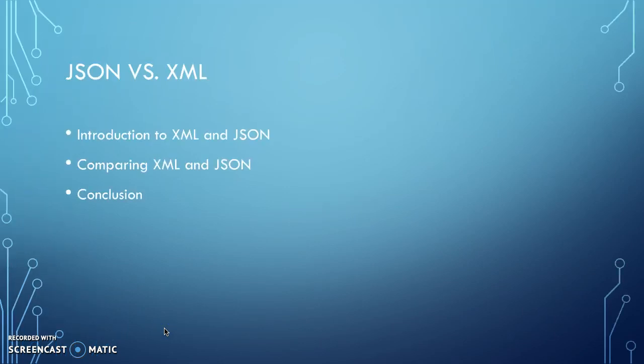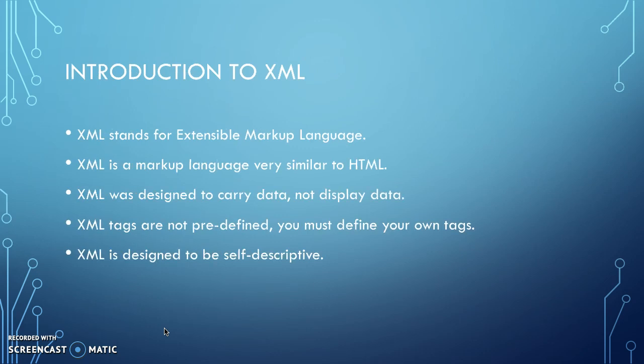So with that introduction, let's just move right into XML. XML is an acronym, stands for Extensible Markup Language. Just like HTML is a markup language, so is XML. But although it's very similar to HTML, it was designed to do very different things. It was designed to do transportation or carrying of data, and not to display it, like HTML is designed for display of data. And like HTML, XML does have tags, but they are not predefined. So you must define your own tags. And XML is designed to be self-descriptive. And we'll go over that a little bit here in a second.